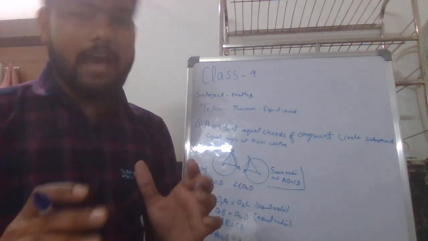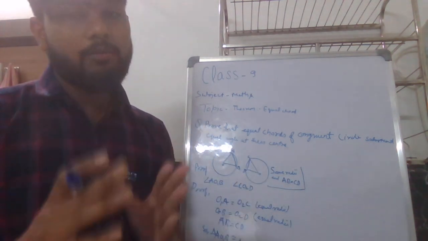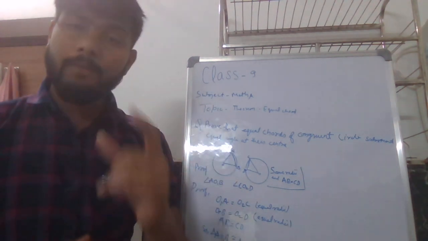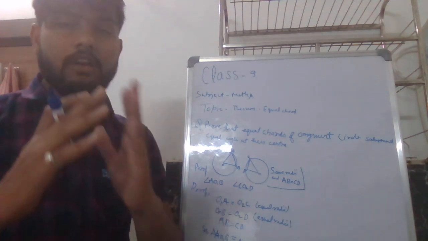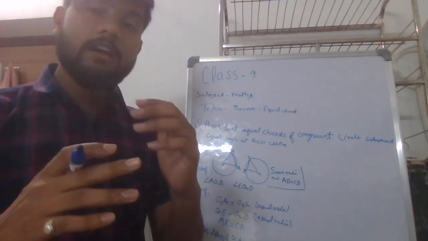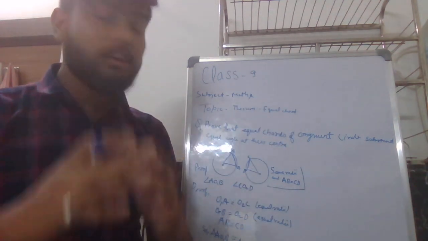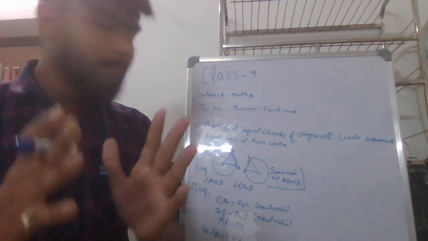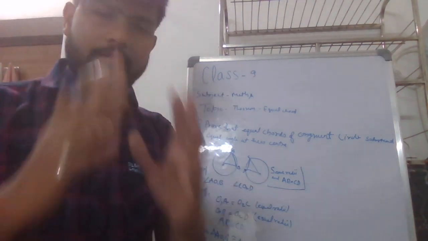Okay, at last I have one activity for you: you have to draw 5 circles of the same radii and draw one equal chord in each of them. Join the center with the ends of the chord, cut out the triangles and verify whether they are congruent or not. Okay, so I hope you have noted down the homework, and we will meet in the next class.